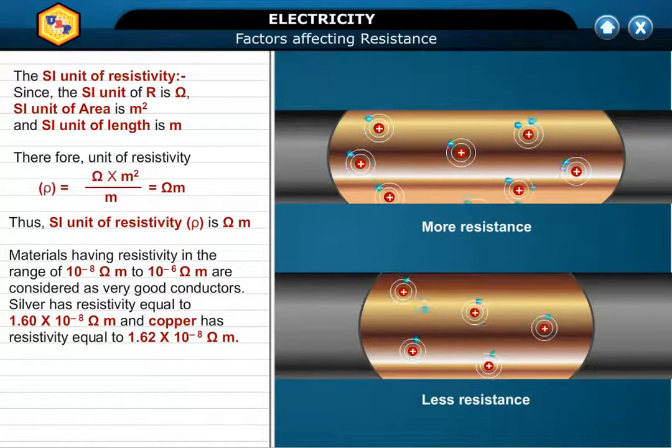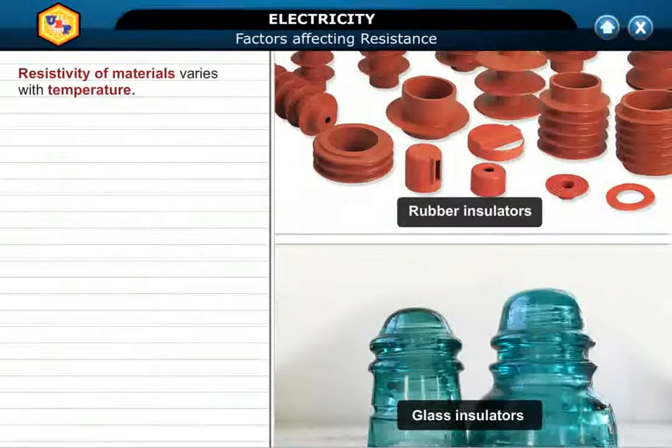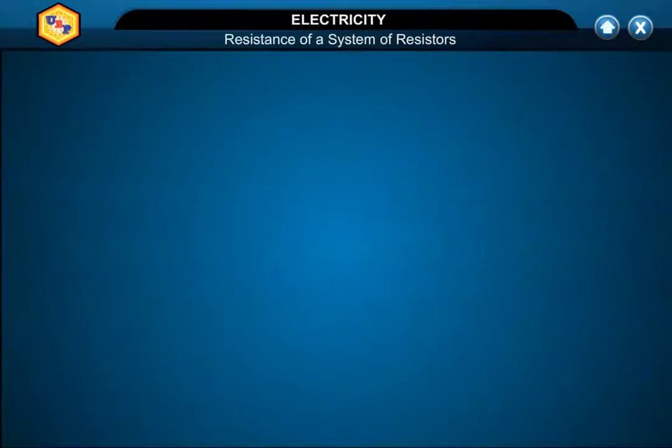Silver has resistivity equal to 1.60 × 10^-8 ohm meter and copper has resistivity equal to 1.62 × 10^-8 ohm meter. Rubber and glass are very good insulators. They have resistivity in the order of 10^12 ohm meter to 10^17 ohm meter. Resistivity of materials varies with temperature.